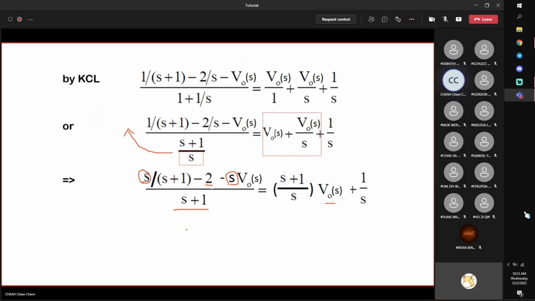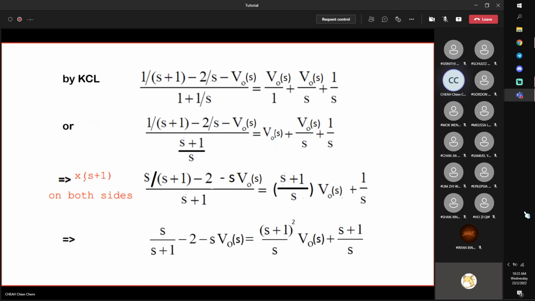After that, I want to get rid of this denominator, so I multiply by S plus 1. When you multiply by S plus 1 on the left-hand side, you must also multiply on the right-hand side. So on the left-hand side, this term will disappear. On the right-hand side, you will square this, and this one you will multiply by S plus 1. Therefore, you get the next equation.